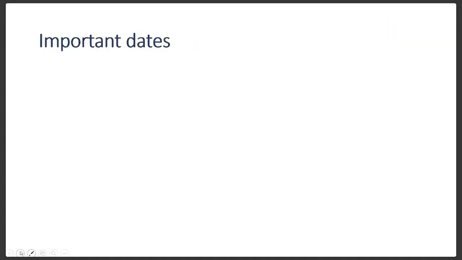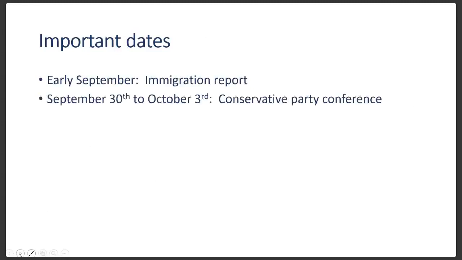Now, there are some key dates to keep an eye on, as we're talking about Brexit, which could obviously have a big impact on this pair. I'm not talking about economic indicators; I'm talking about the politics side of things here. First off is the immigration report, due very, very soon. September the 30th to October the 3rd, the Conservative Party conference. See how that gets on.